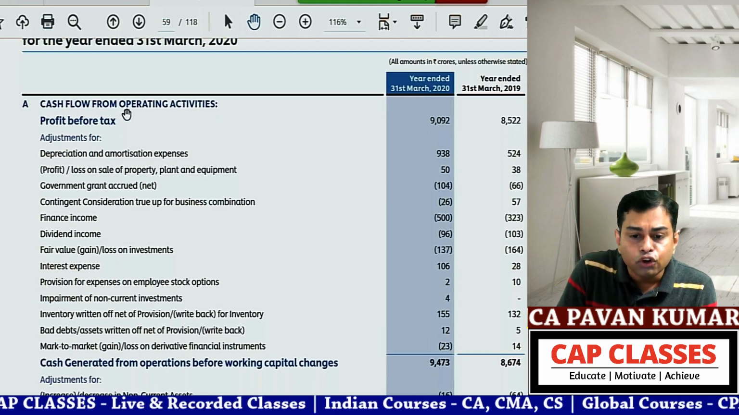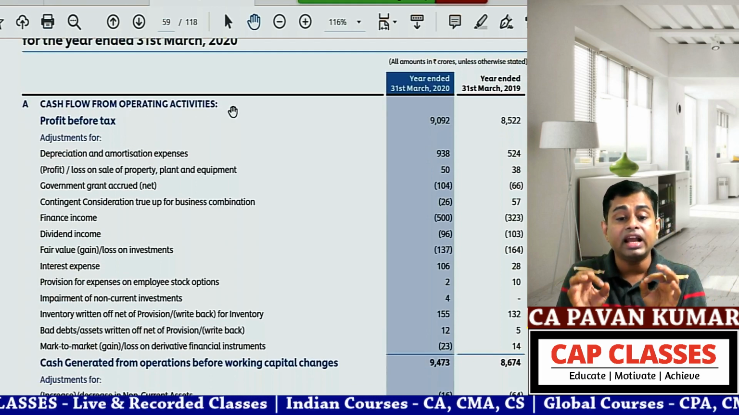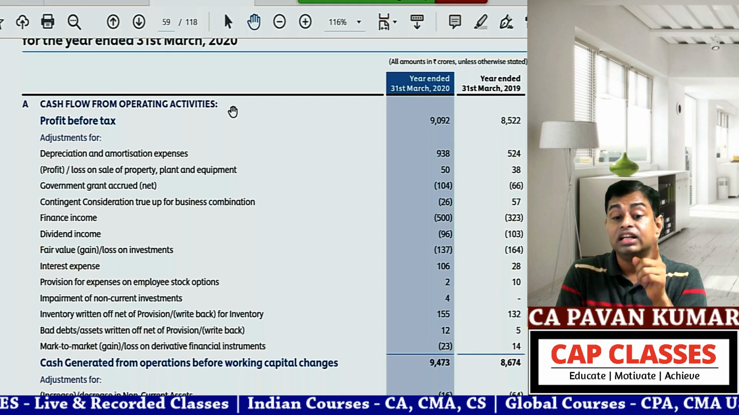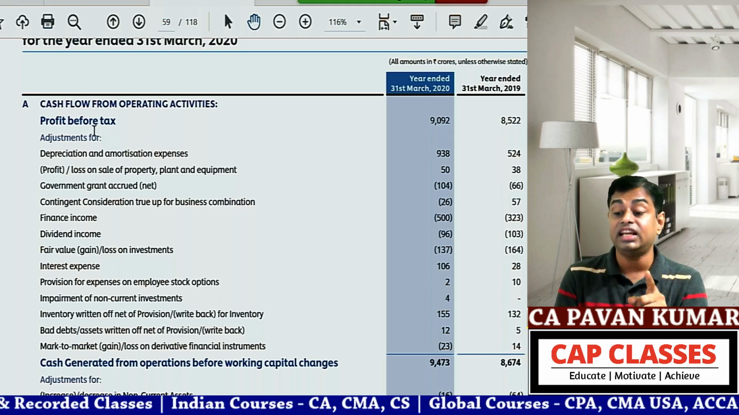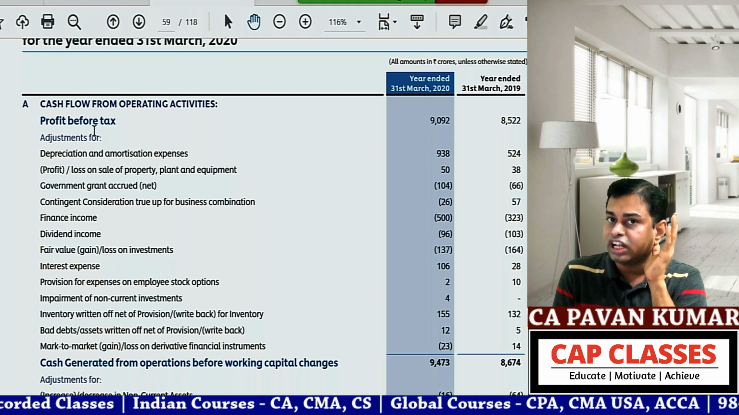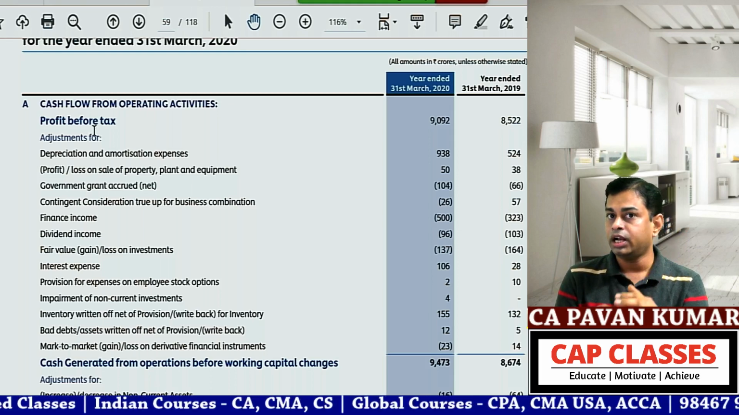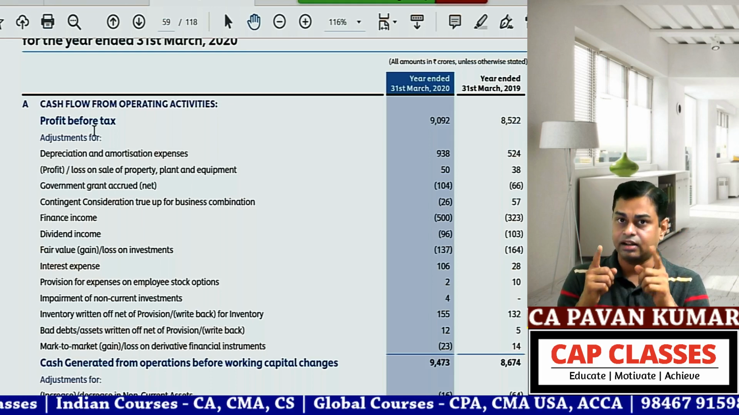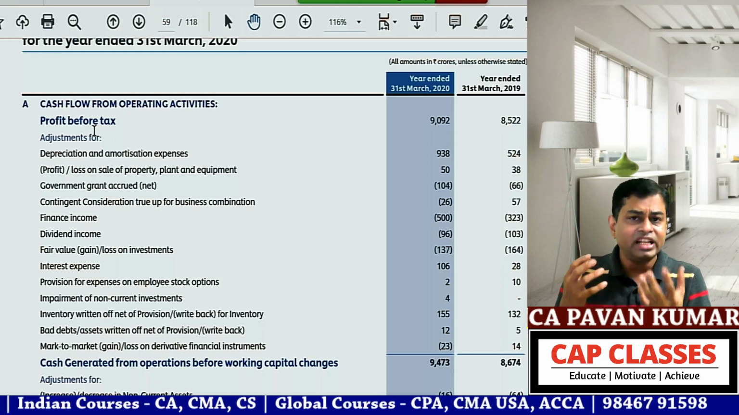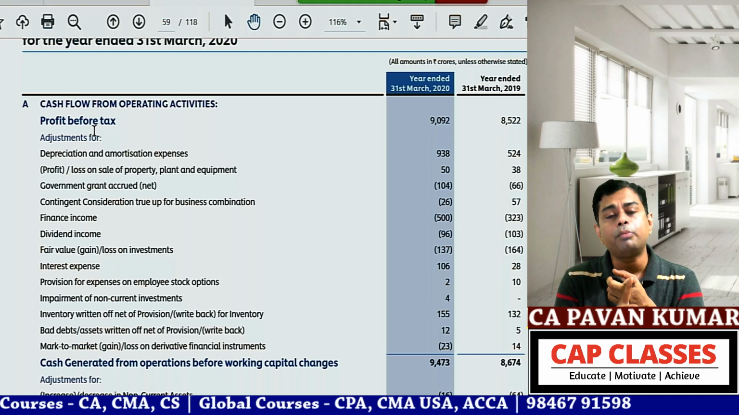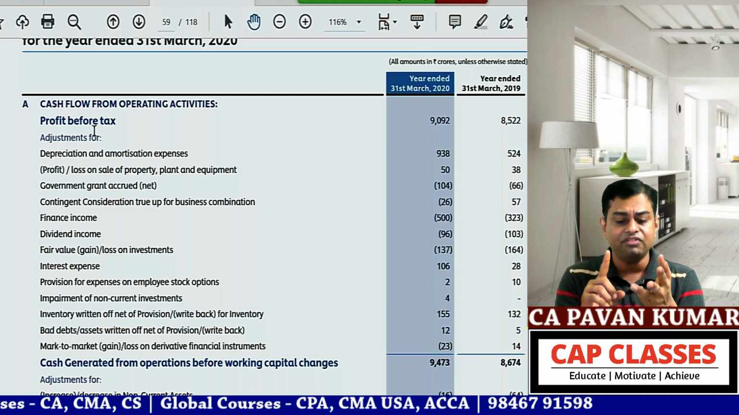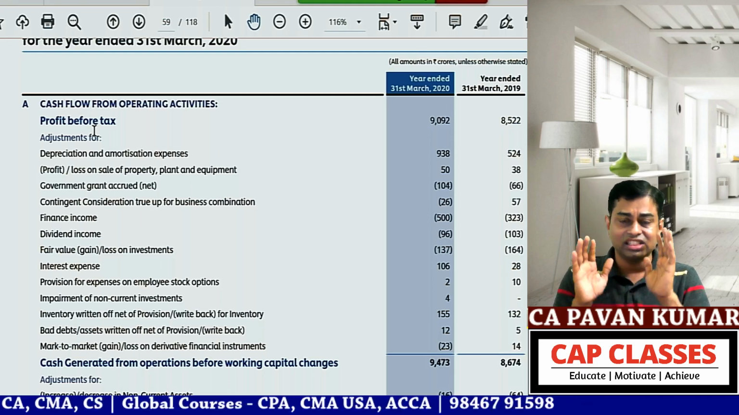A, cash flow from operating activities. What they have done? They have taken profit before tax. If you have minimum common sense of the accounting standards, this is the indirect method. Yes, correct. Basically there are three types of cash flows: cash flow from operating activity, cash flow from investing activity, cash flow from financing activity, correct?